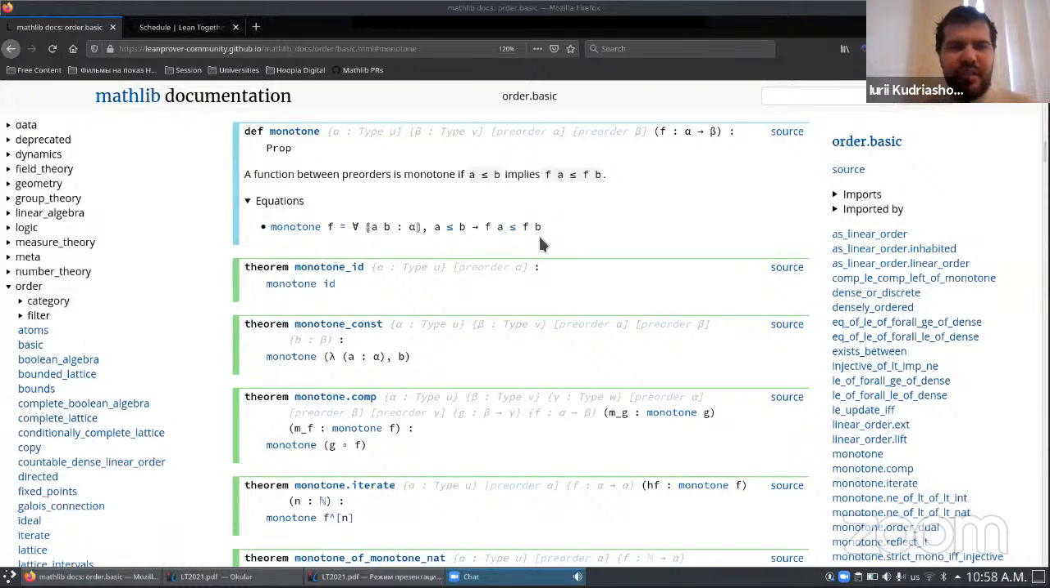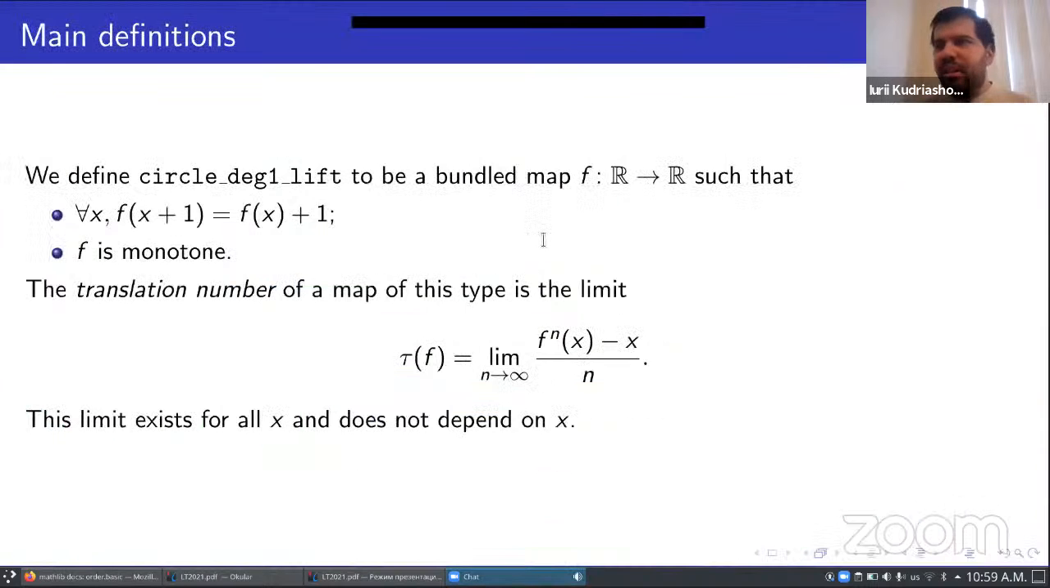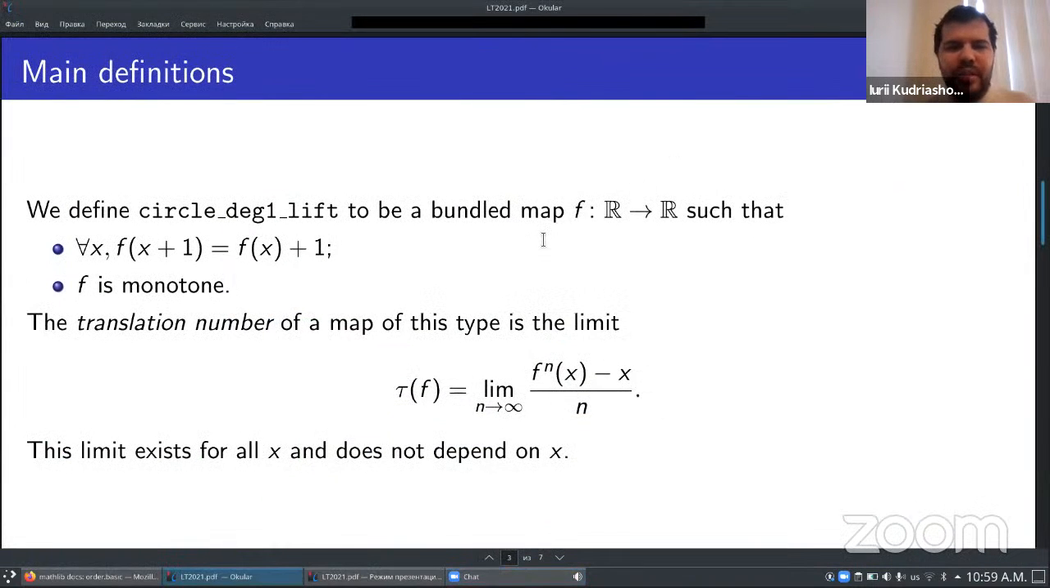Rotation number was defined by Poincaré, as far as I remember. And I don't remember why exactly he needed this, but it is Poincaré, more or less end of the 19th century.